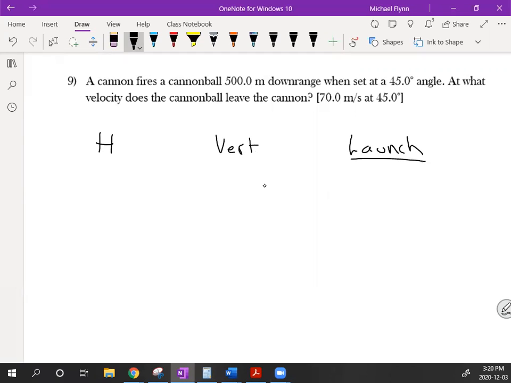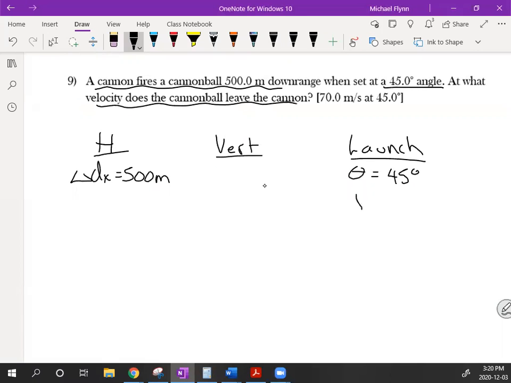Now, a cannonball fires 500 meters downrange. So that's what they're saying, delta x is 500 meters. Okay. So that's delta x. It says it's set at a 40-degree angle. So theta is 45 degrees, right there. Now it says at what velocity does the cannonball leave the angle? They're looking for v. Not vx, not v1y, but v, okay?